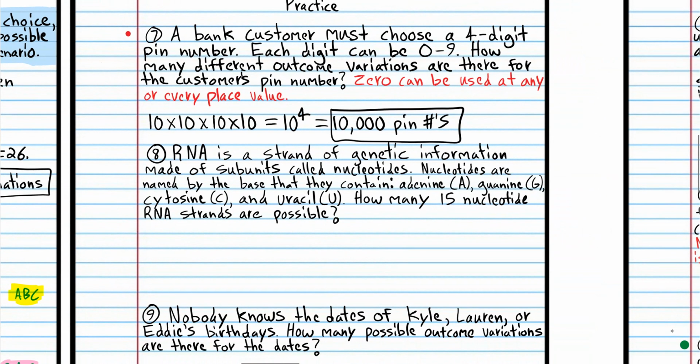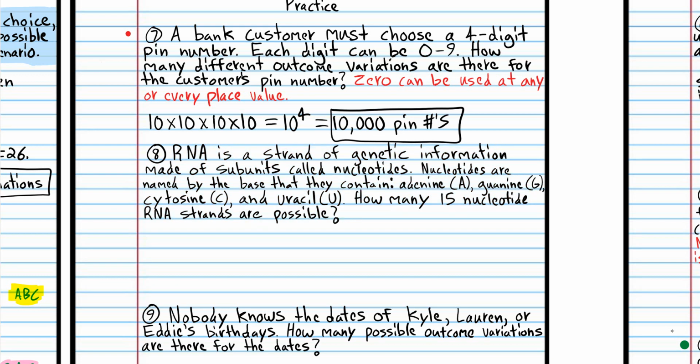So let's try another one of these problems. RNA is a strand of genetic information made of subunits called nucleotides. Nucleotides are named by the base that they contain: adenine, guanine, cytosine, and uracil. How many 15 nucleotide RNA strands are possible?